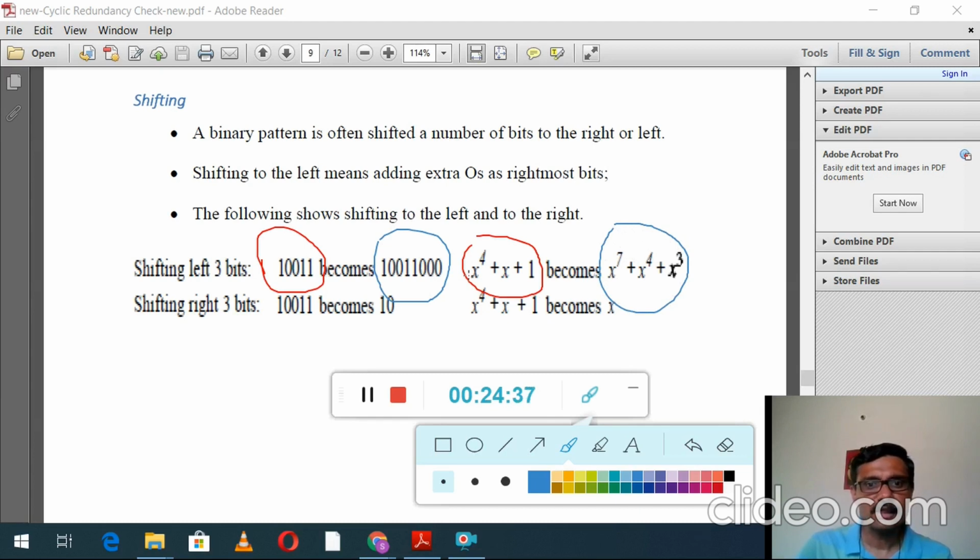How did you get this? Simply you add that 3 to the power. So 4 plus 3 is 7. Here 1 plus 3 is 4. Here it is x power 0, so 0 plus 3 is 3. So we get this. Similarly, the next one, shifting right.